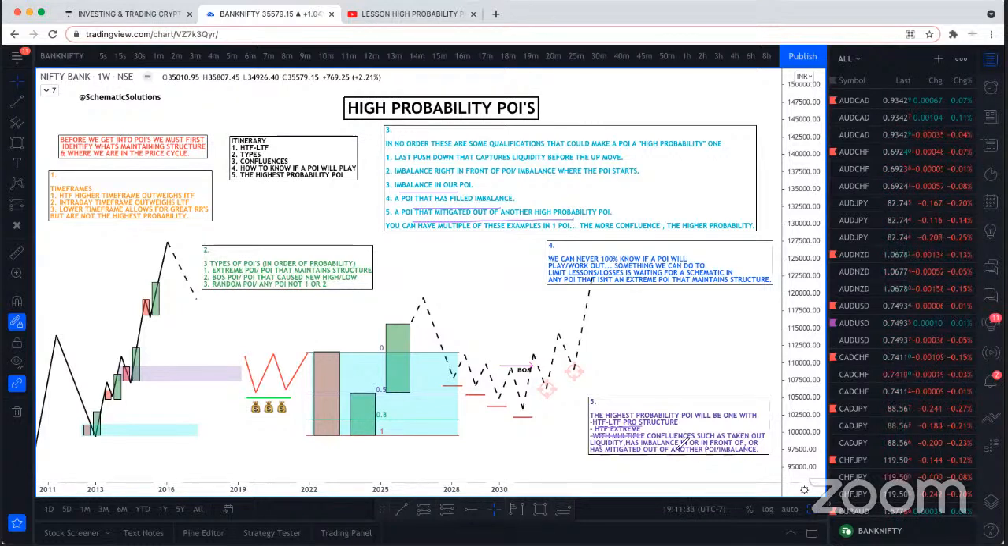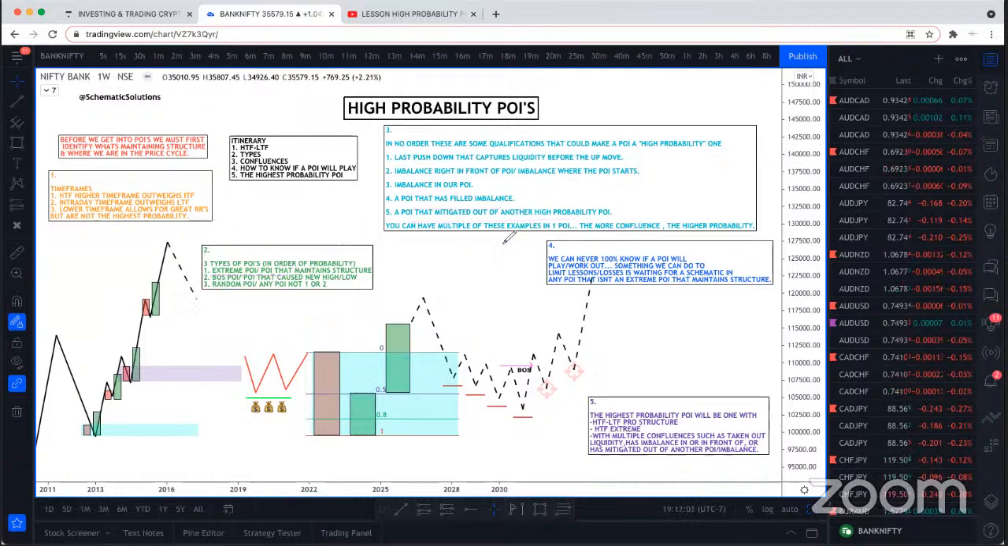Ultimately, that's going to be our highest probability point of interest, due to the fact of all the confluence, due to the fact that it is higher time frame to lower time frame pro trend, and due to the fact that we are in the highest probability type of point of interest, which is our extreme. So pretty simple, family, pretty simple.